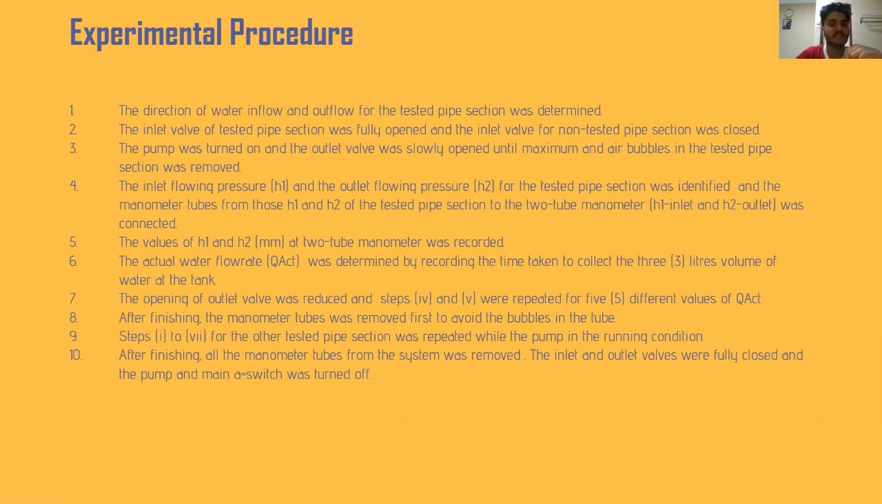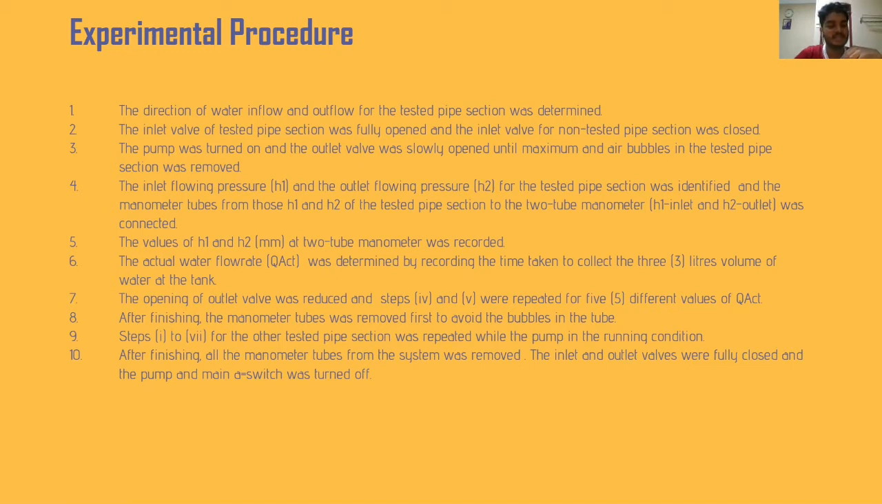The actual water flow rate was determined by recording the time taken to collect the 3 liters volume of water at the tank. The opening of the outlet valve was reduced and step 4 to step 5 were repeated for 5 different values of QL. After finishing, the manometer tube was removed first to avoid water bubbles in the tube.